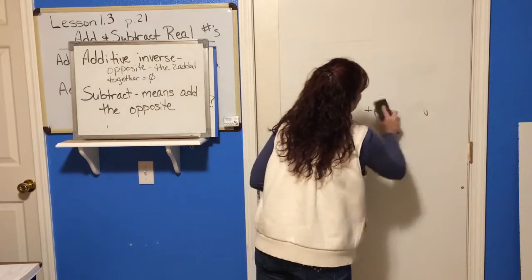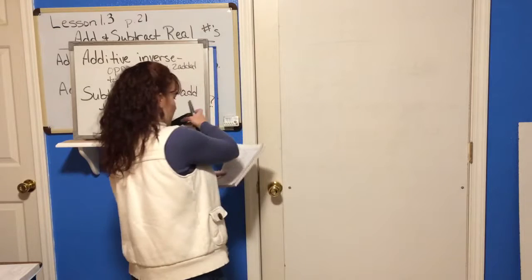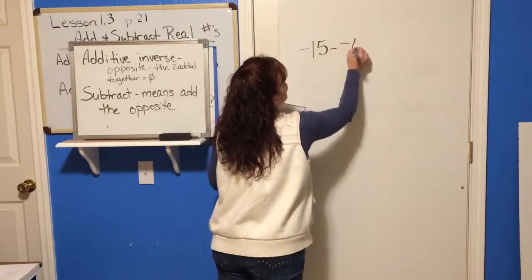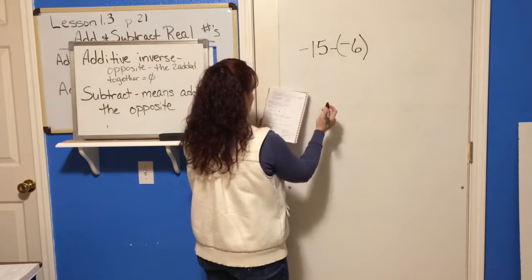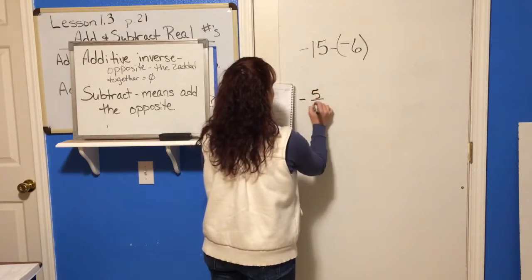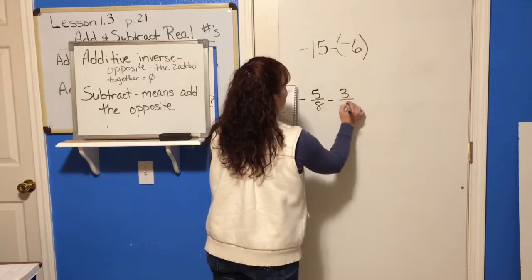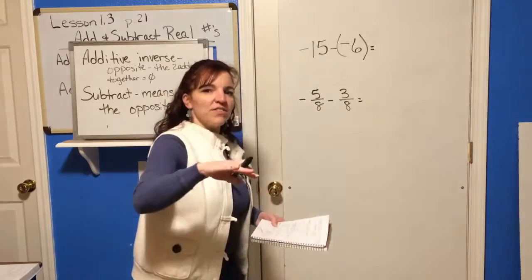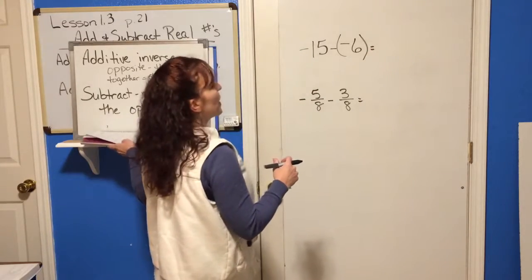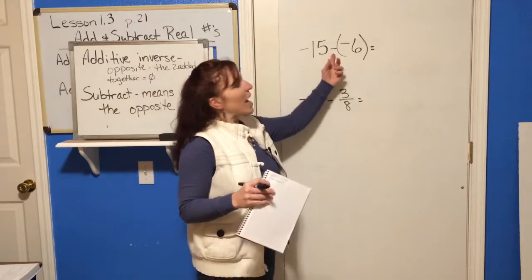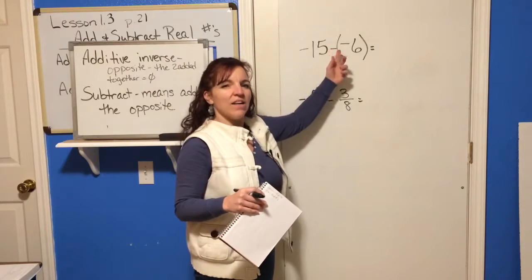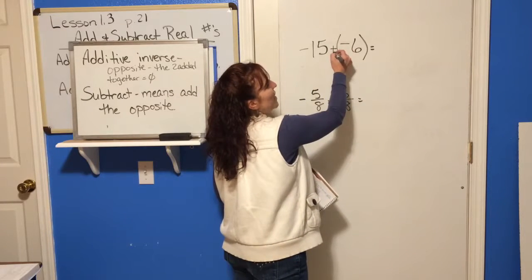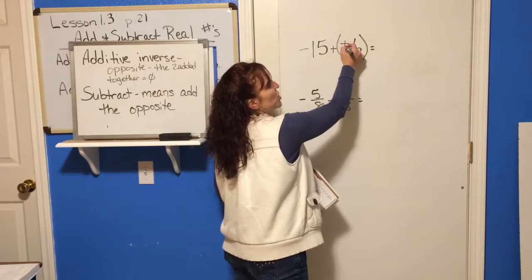So let's get a couple of examples here. Negative 15 minus a negative 6 and negative 5/8 minus 3/8. So if you think, oh, I think I've got this, then go ahead and pause the video and come back and see how you did. All right? Because remember, when you subtract, that means to add the opposite. So we're simply going to change this subtraction sign to an add, and then whatever this sign is, we're going to change it to the opposite.